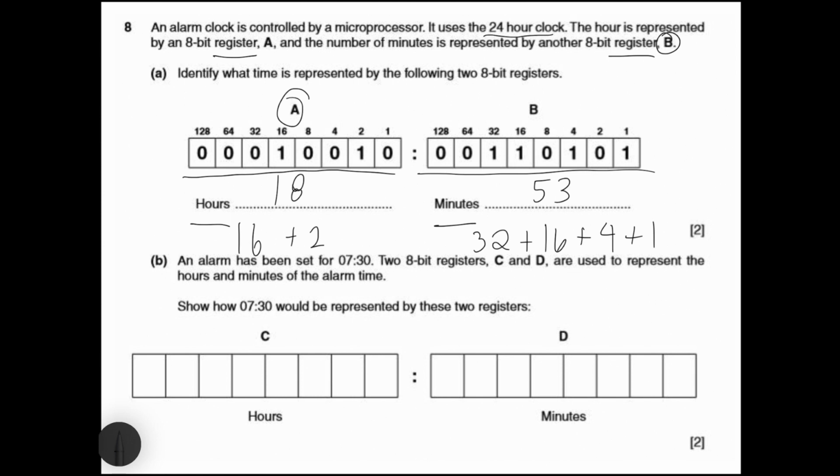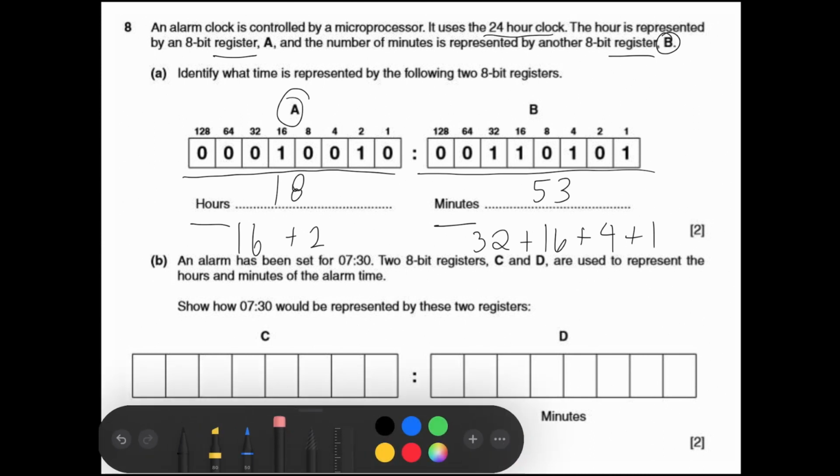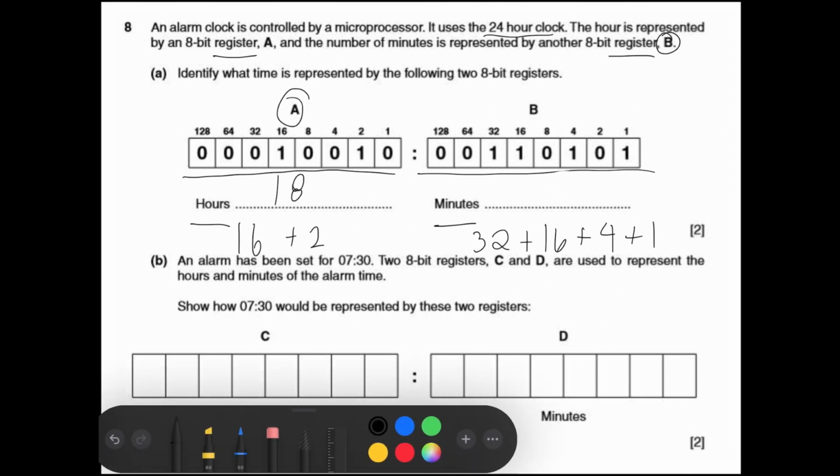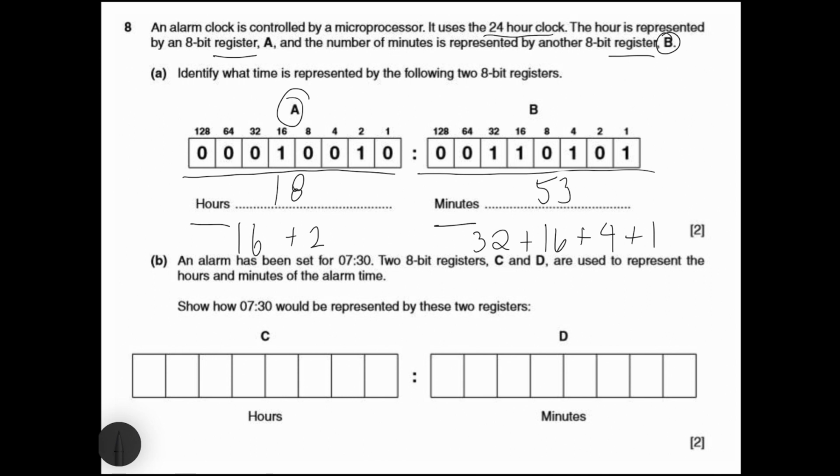Let me just make sure I added that up right. Yeah, okay, so 30, did I? Okay, I think I made a mistake right there. Let me just go ahead and erase that real quick. Okay, so 32 plus, maybe I didn't make a mistake. Sometimes it's kind of confusing to do mental math. 32 plus 16 is actually 48, plus 4 is 52, plus 1 is 53. So we've got 18:53, or on a 12-hour clock, 6:53 in the evening.